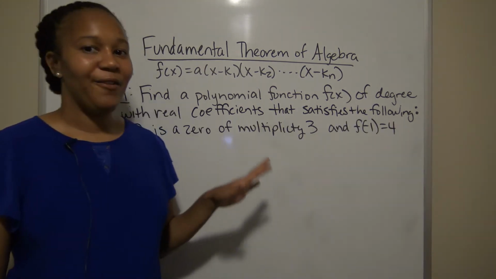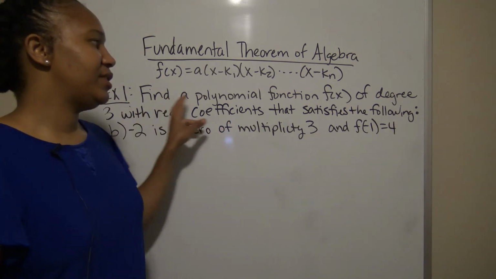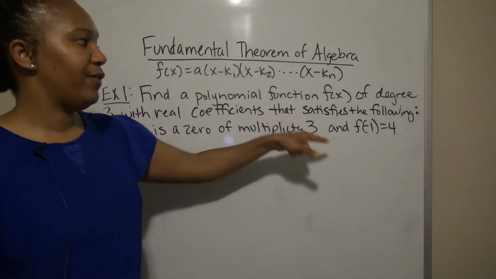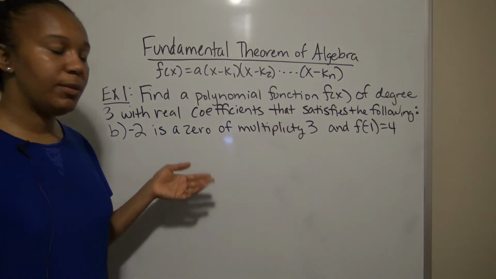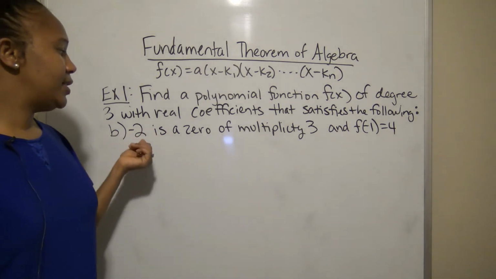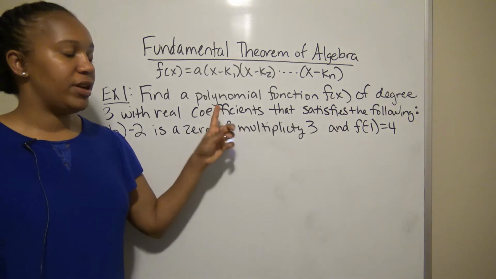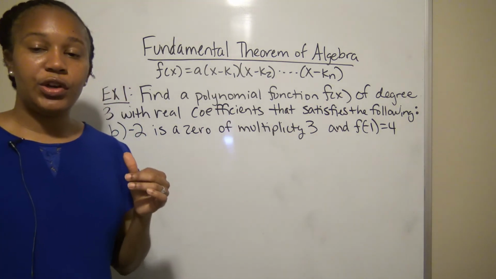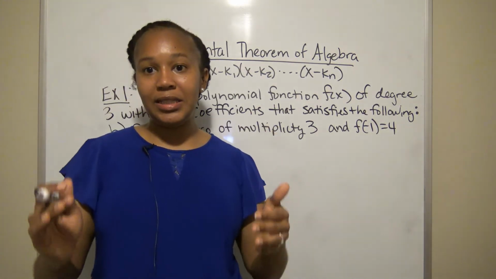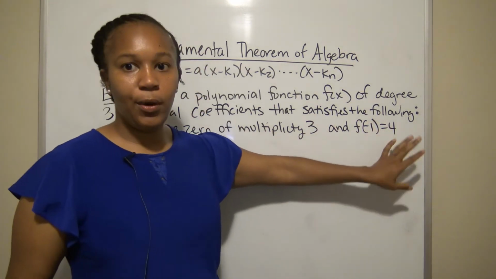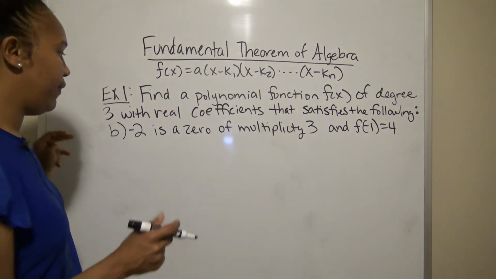Ta-da! Okay, for this second part, so we still have the final polynomial function of degree 3 with real coefficients that satisfy the following. So it's still a third degree polynomial. This time we have different conditions that it satisfies. This time -2 is a 0, but -2 has a multiplicity of 3. So remember, I mentioned earlier that multiplicity means how many times that 0 is counted in the factors. And then it gives us this additional point to be able to find the leading coefficient.